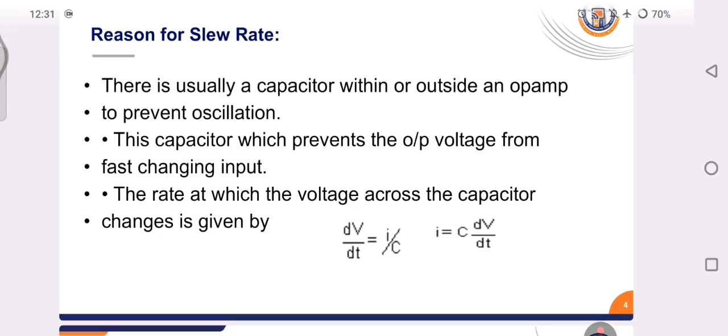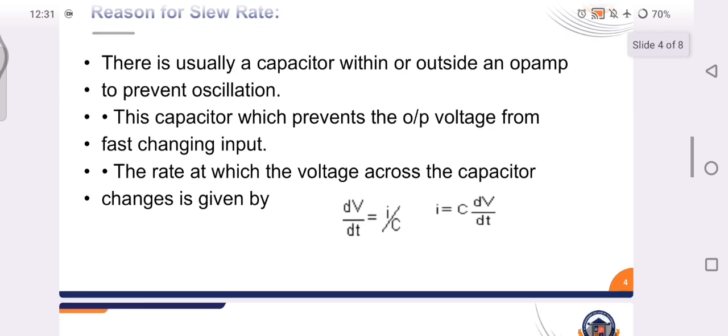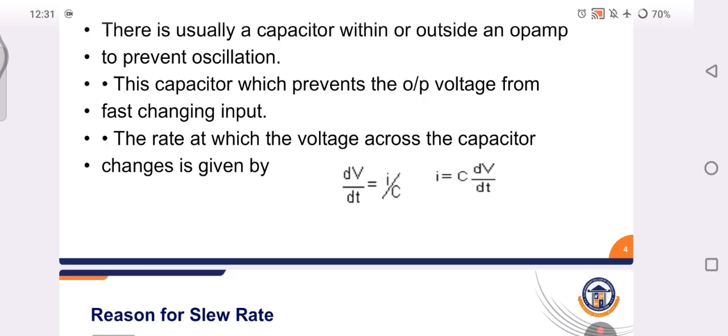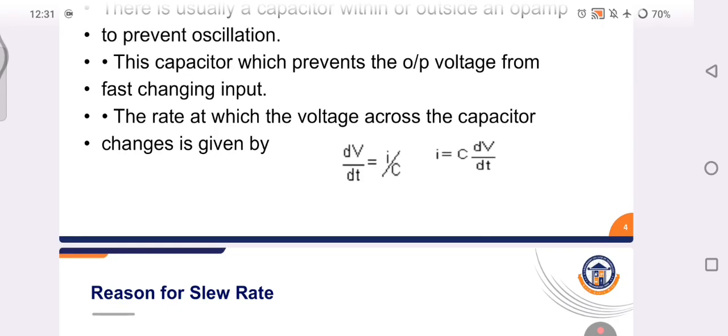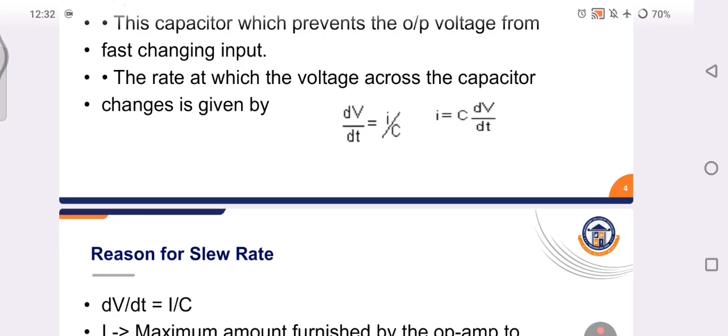The next topic: let us see why slew rate occurs. Inside the operational amplifier, there is an internal compensation capacitor. This capacitance improves the stability of the amplifier and prevents oscillations. Since the capacitor can charge and discharge only with a limited current, the output voltage cannot change instantaneously. The rate of voltage change is given by dV/dt = I/C, where I is the charging current and C is the capacitor value.